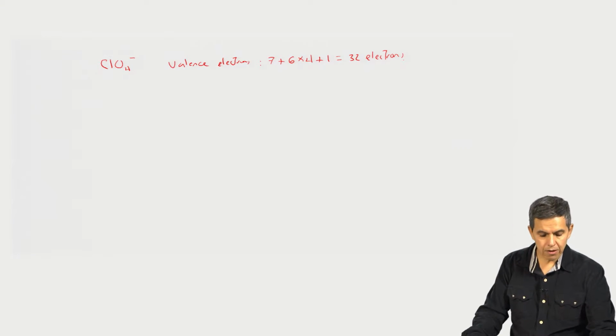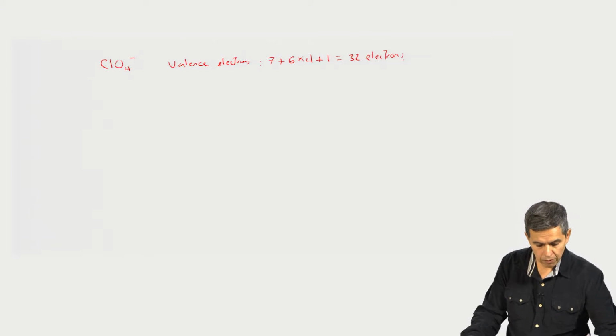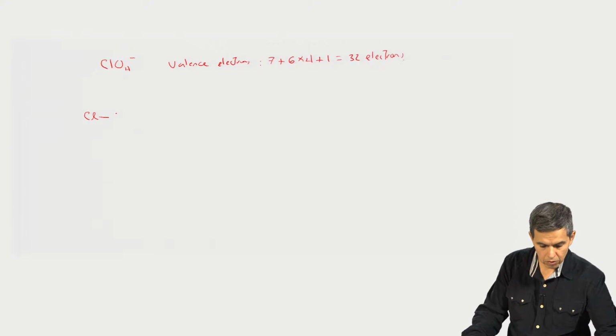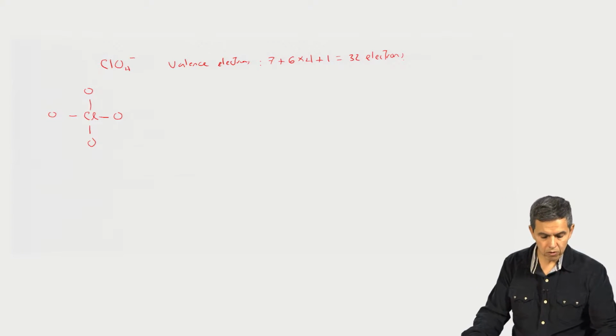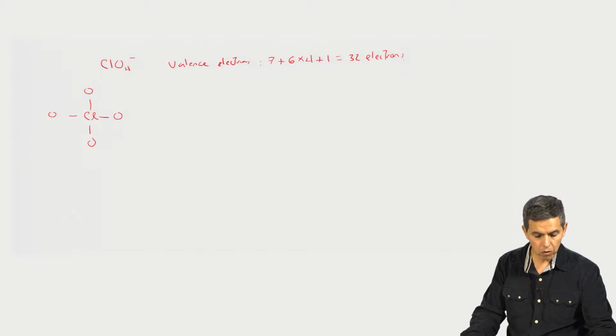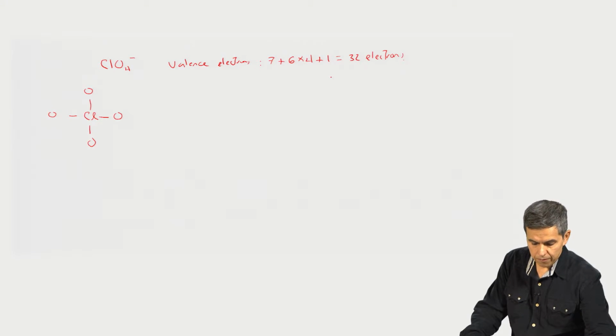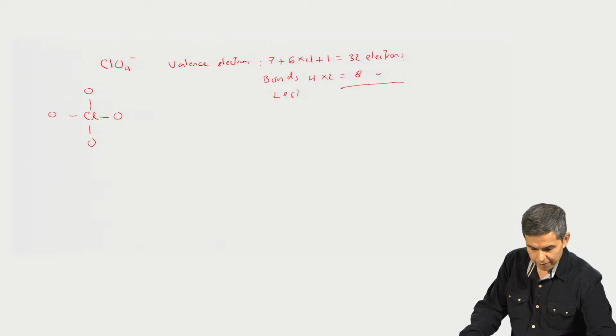When we have halides combined with oxygen, the halide is usually the central atom. That means that we are going to place chlorine bound to oxygen 4 times, and we are going to distribute the 32 electrons among these different bonds and lone pairs. We have 4 bonds, two electrons each, so we use 8 electrons for bonds. Left, we have 24 electrons.